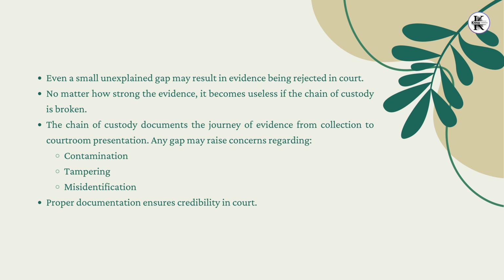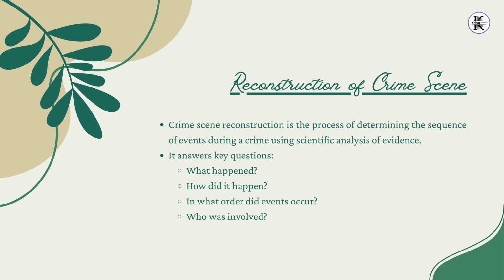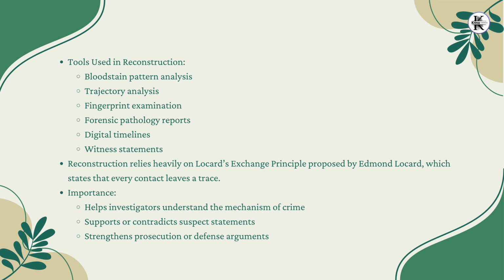Now, finally, let's see how all this evidence is used together. Crime scene reconstruction, which helps us to understand what actually happened. It answers what happened, how it happened, and in what sequence. It uses all the types of evidences together and helps to build a complete story of the crime.